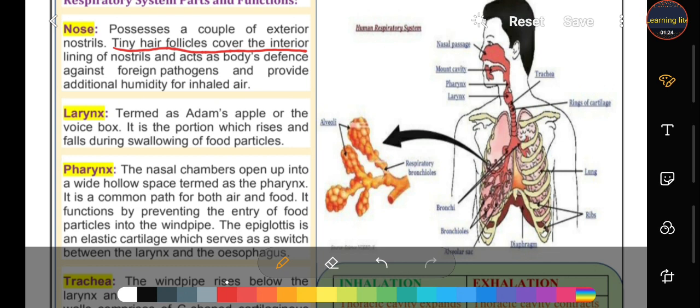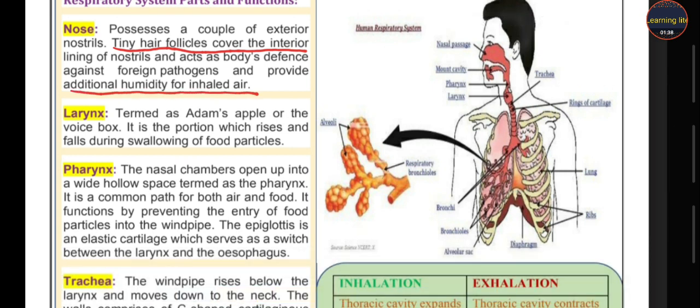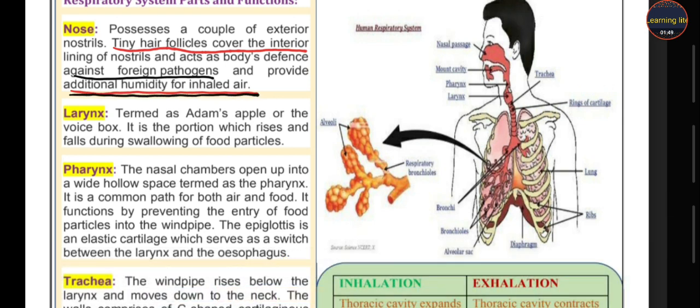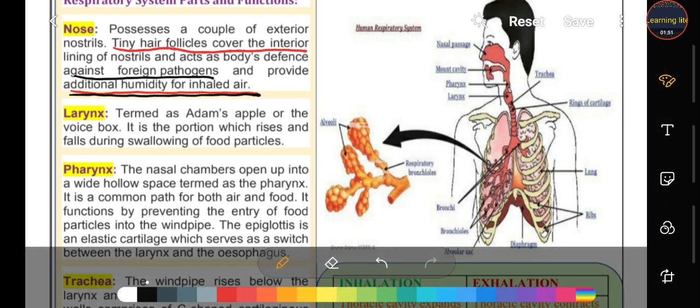Because they trap the dust particles, and also, students, there is mucus present in our nose which also helps in the filtration of air and provides additional humidity to the inhaled air. So these hairs and the mucus are very beneficial for us because they work against foreign pathogens and provide additional humidity. When air passes through these nostrils, it enters into the larynx.